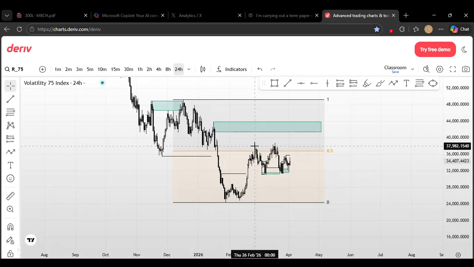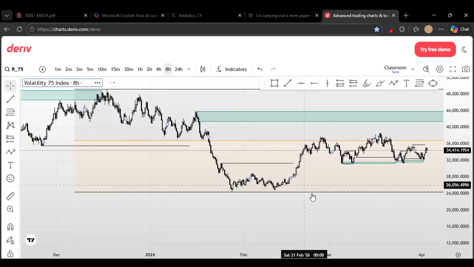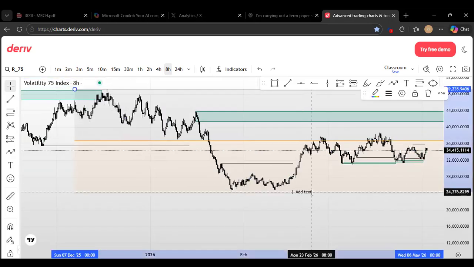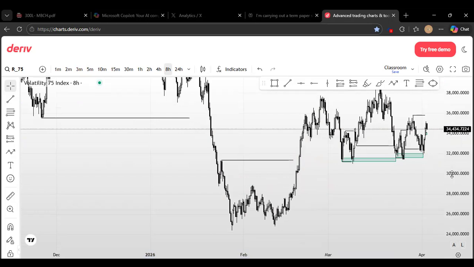When would that pullback begin? I went down to my 8 hours time frame. On the 8 hours time frame, let's take out this fib, because we already used the fib to tell where we are expecting price to head to.